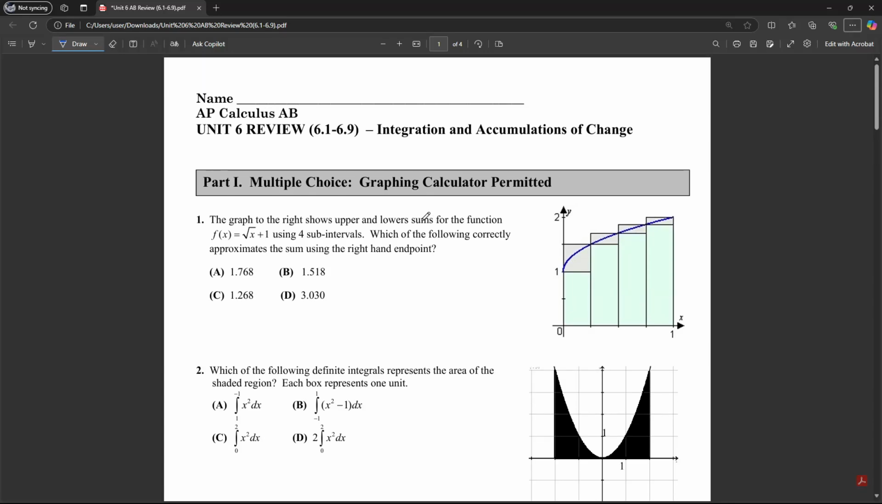Okay guys, we're gonna do a Unit 6 review. I'm gonna do the entire review, but since the test is tomorrow, I'm gonna make this really quick. I'll try and do my explanations and stuff, but yeah, I'm gonna get straight into the video.